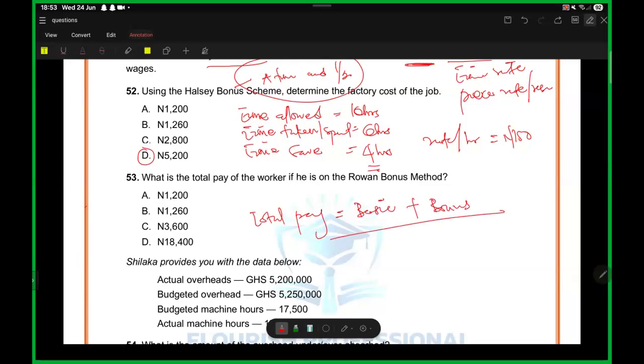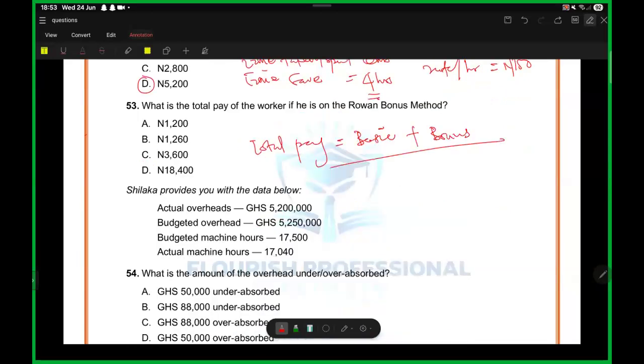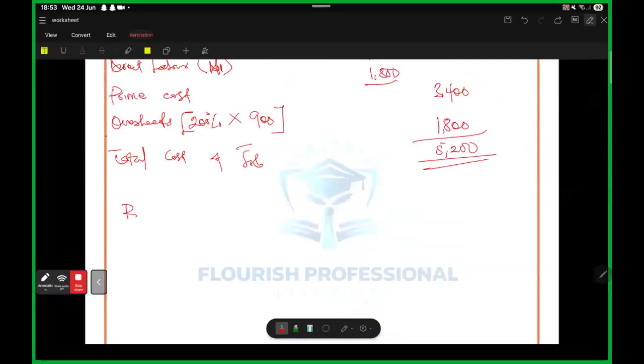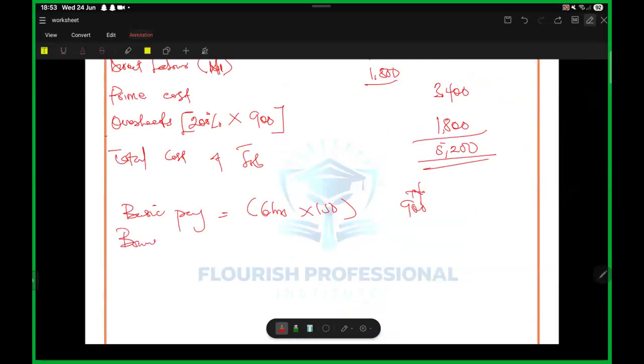So we have the basic salary. Basic pay is the 6 hours times the rate we are given, which gave us 900 naira. Then the bonus scheme we are using here is row 1. The formula is the time saved over the time allowed, which is the standard time, times the time spent or the time taken. All this is multiplied by the rate.